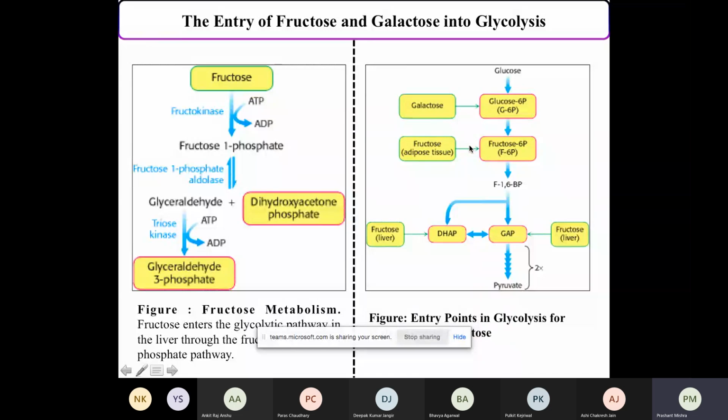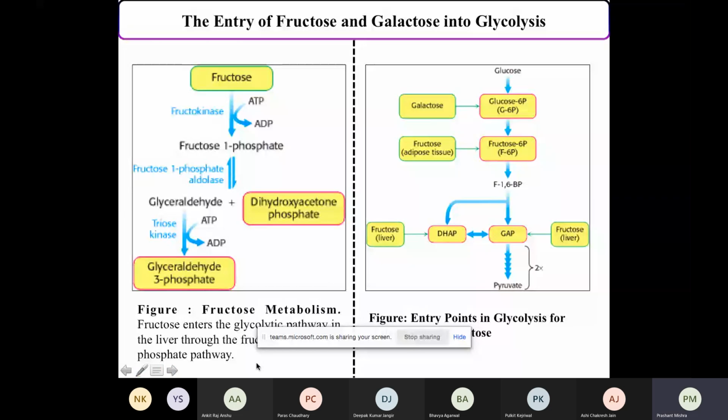And of course, this process you have already learned, that fructose can be converted into fructose 6-phosphate. How does this happen? Just now we have discussed how fructose is converted into fructose 1-phosphate and then cleaved into 2 three-carbon molecules. How can fructose be directly converted to fructose 6-phosphate? In presence of hexokinase, the same enzyme which was converting glucose to glucose 6-phosphate.